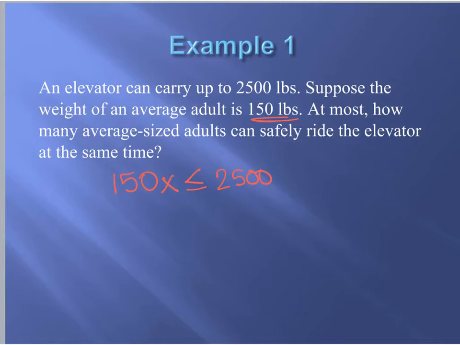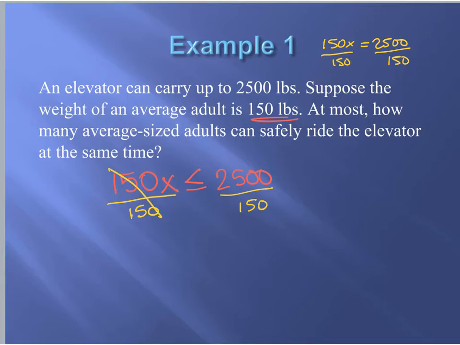Now what we have here is an inequality that looks very similar to an equation, something similar to 150x equals 2,500. So in this case, if we wanted to get x by itself, we would have to take the 150 times x and undo the multiplication by dividing both sides by 150. So we're going to do the exact same thing with this inequality. I'm going to divide both sides by 150.